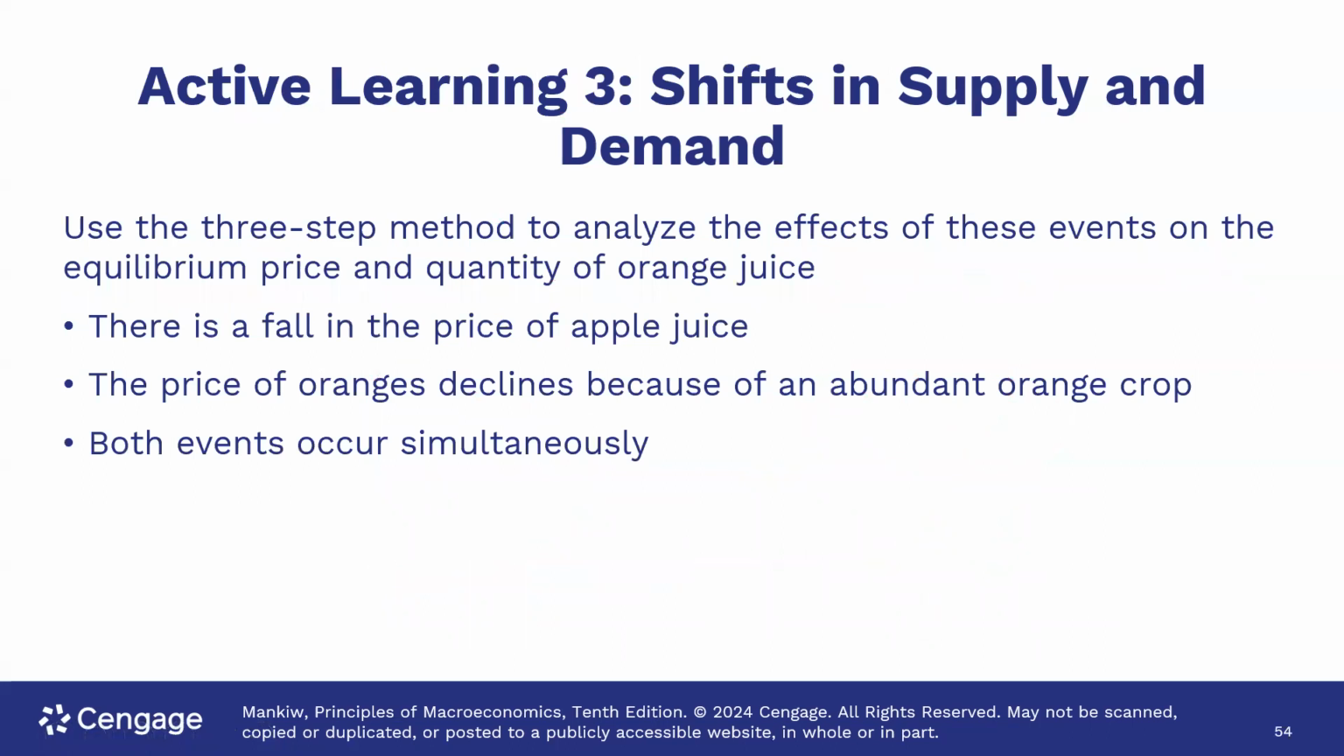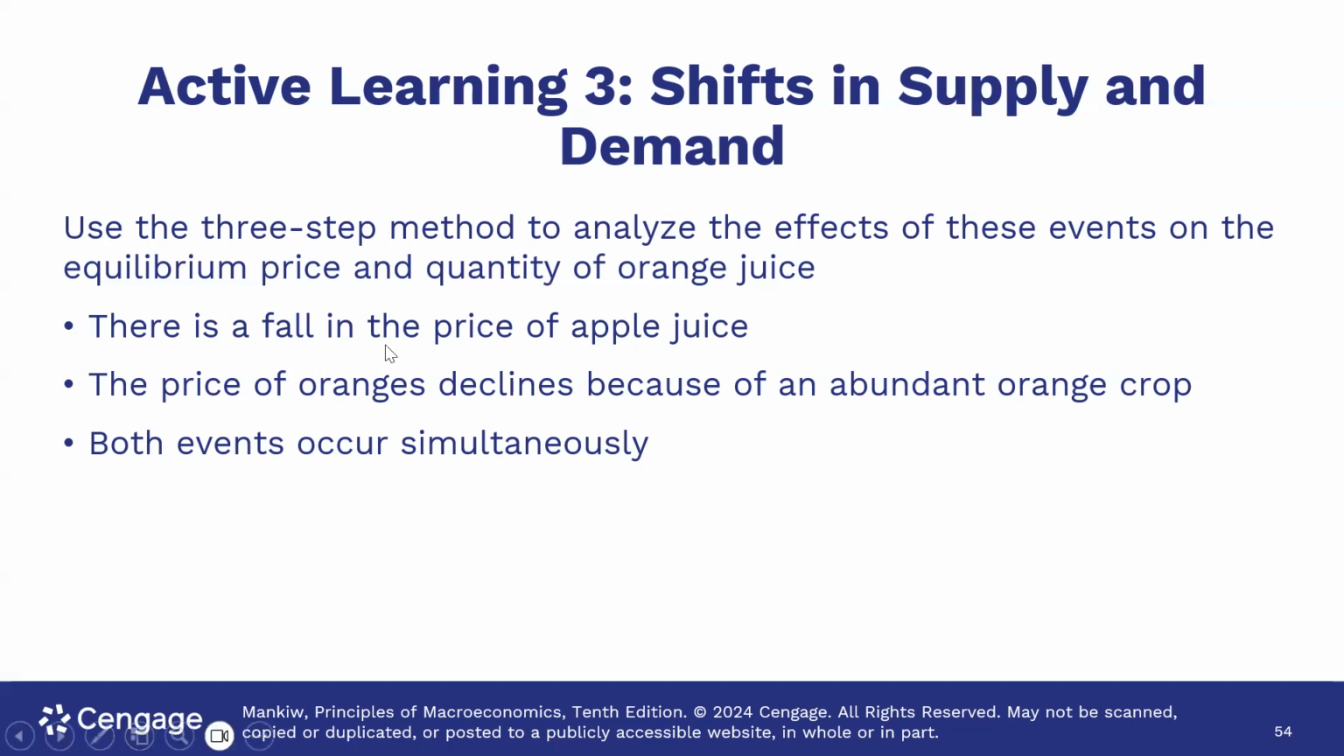Right. So now it's time for you to do some practice. Please use the three-step method to analyze the effect of these events on the equilibrium price and quantity of orange juice. First, there is a fall in the price of apple juice. All right, be careful. This is the price of apple juice, not orange juice. So it is not a movement on any curve. Apple juice and orange juice are substitutes for each other.